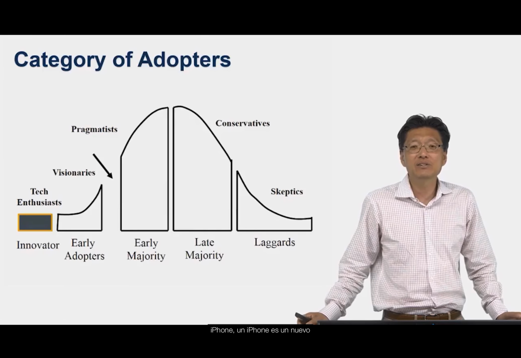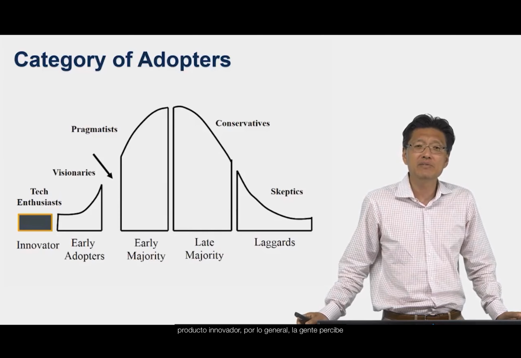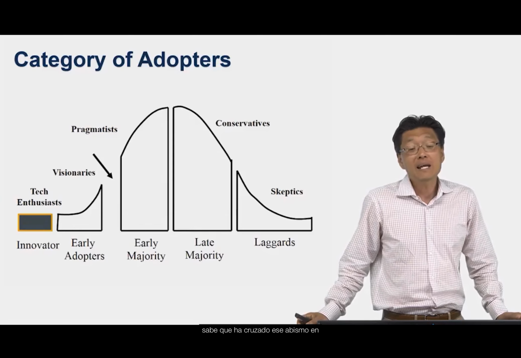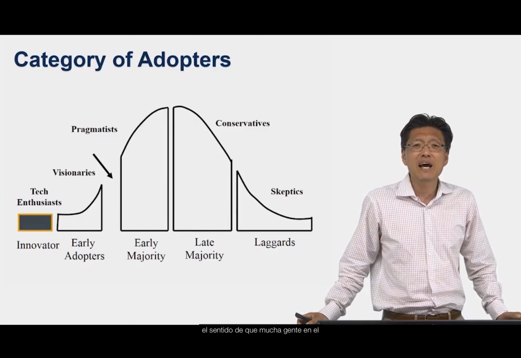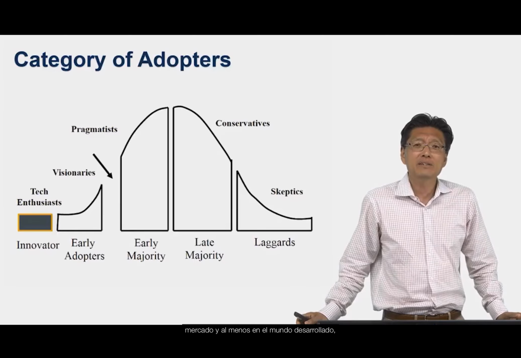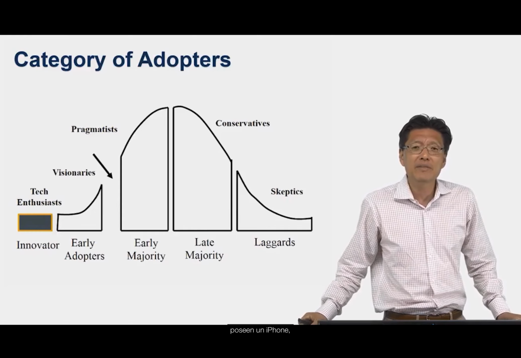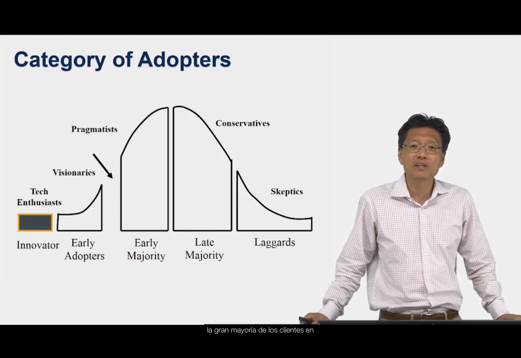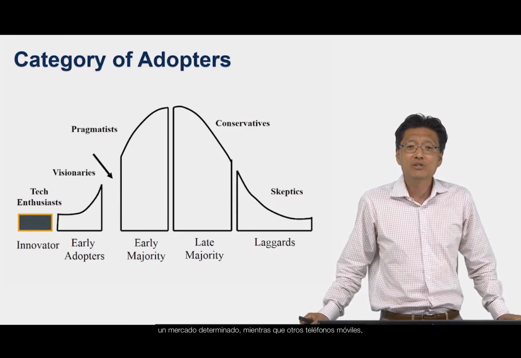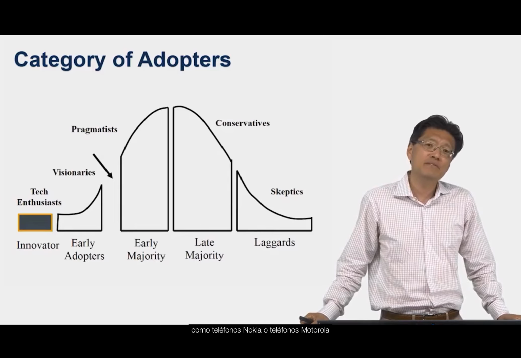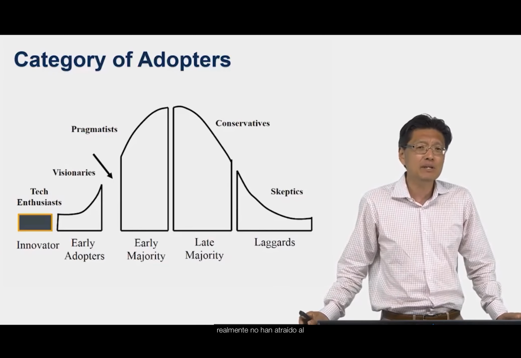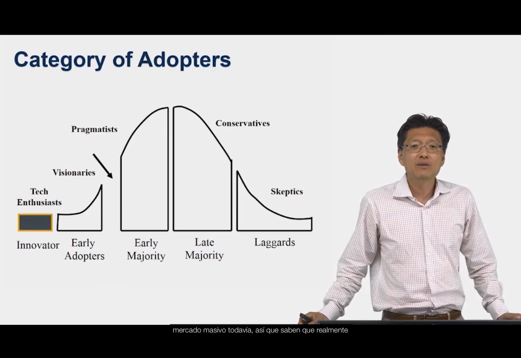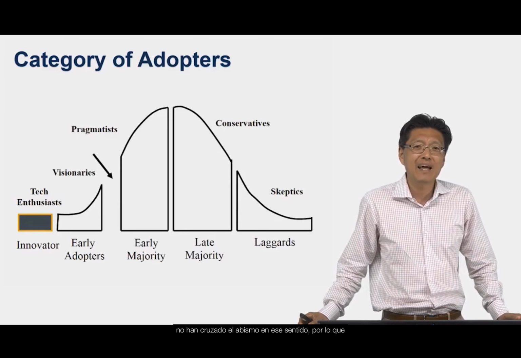An iPhone is typically perceived as an innovative new product. But it has crossed that chasm in the sense that a lot of people in the market, at least in the developed world, possess the iPhone. So it has been able to cross the chasm, and it has been able to appeal to the vast majority of customers in a given market. Whereas other cell phones, like Nokia phones or Motorola phones, really haven't appealed to the mass market yet. So they really haven't crossed the chasm in that sense.